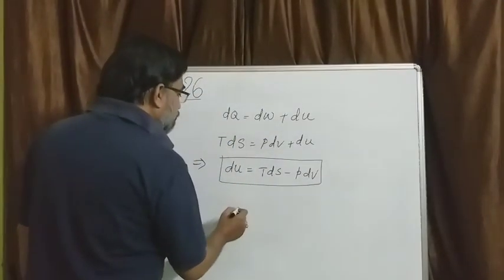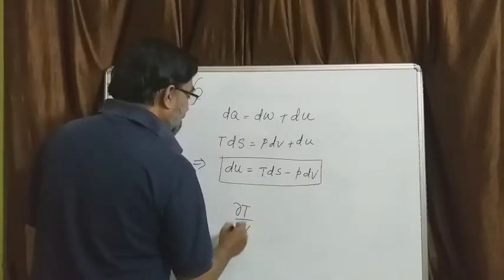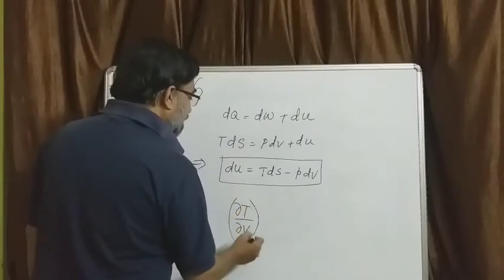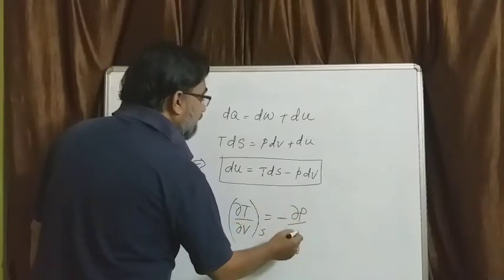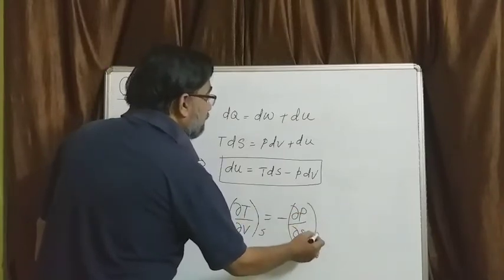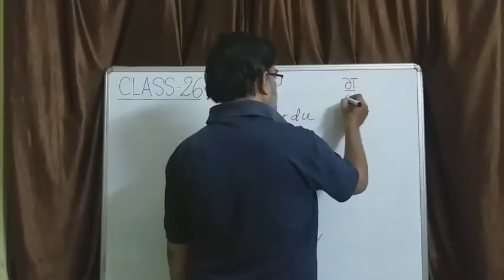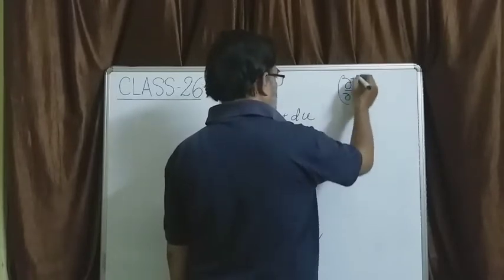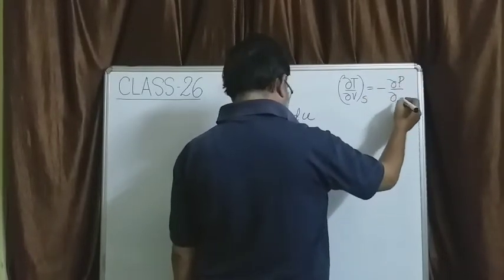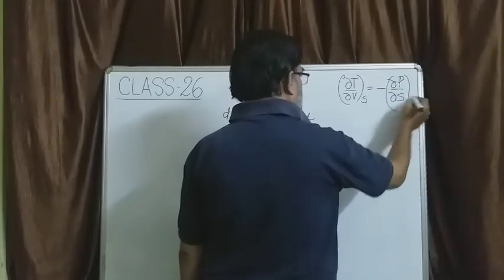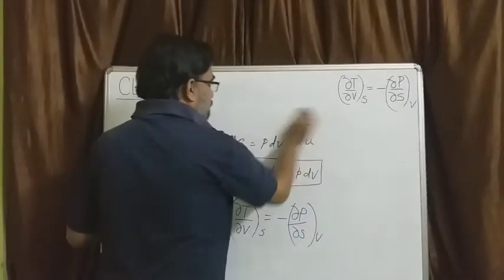So you can write (∂T/∂V) at S is equal to minus (∂P/∂S) at V. Let us write it here. (∂T/∂V) at S is equal to minus (∂P/∂S) at V. Okay, is it clear?